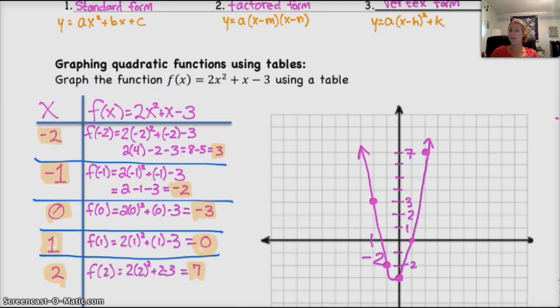And there you have your parabola. Not too bad. It's a little time consuming, I will give you that. So it's not the ideal way to do it, but when in doubt, if you're ever worried about anything not working out right, the table always works nicely.